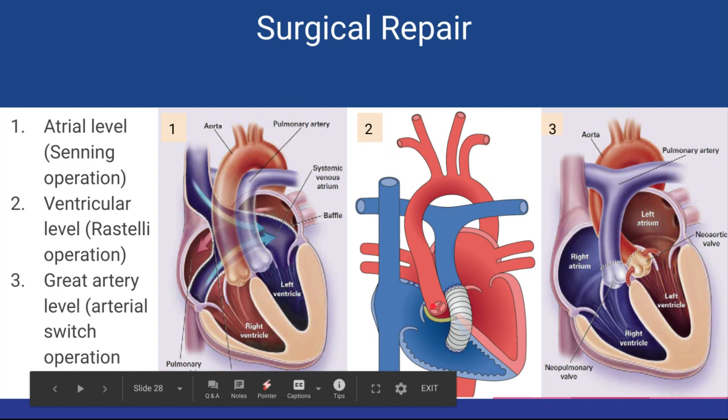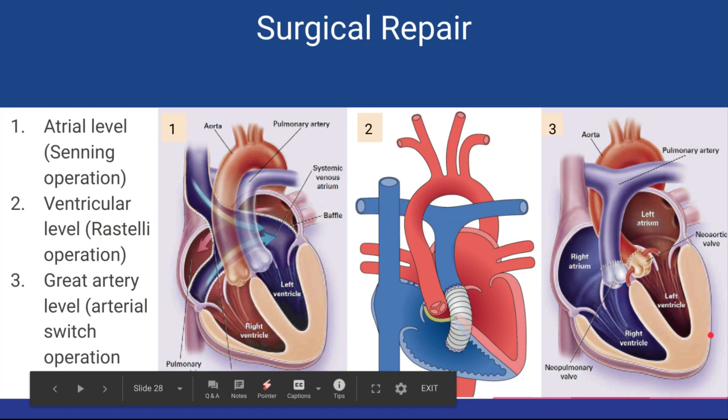Then the second approach is connecting the aorta through the VSD to the left ventricle and connecting the pulmonary artery through a valved conduit to the right ventricle, which is called the Rastelli operation.